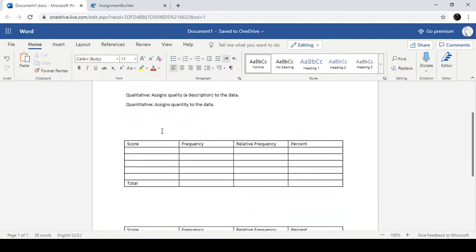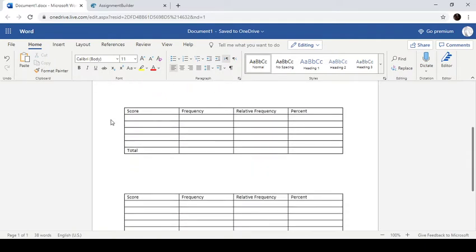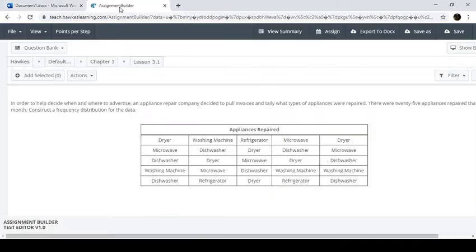One other way that we can organize our data, probably the simplest way, is with a frequency distribution. Here I've got a sample frequency distribution written up. Let's use the correct words. A frequency distribution sounds kind of complicated, but it's really not. It's pretty simple. So let me go over to Hawks real quick and get an example here.